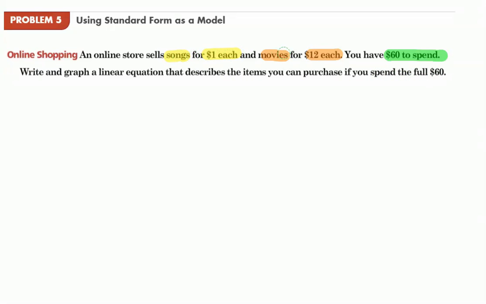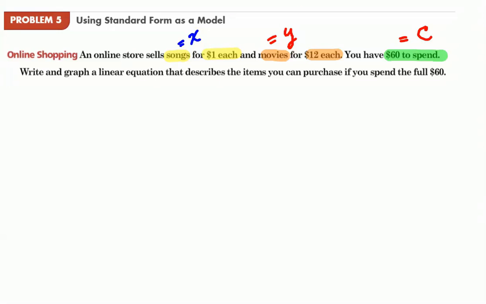Okay, so here's the thing. I've highlighted what's important in yellow. We're going to make songs our value of x here. So this will be our x. The movies, we're going to call that our y. And then the $60, that's going to eventually be what the equation is going to equal. So this will eventually be our value of C.